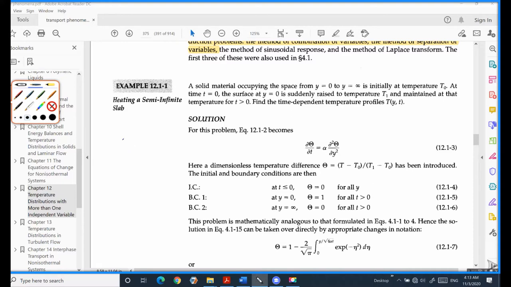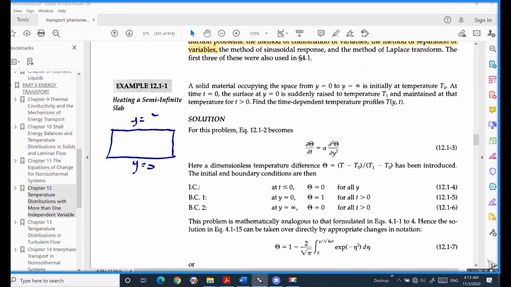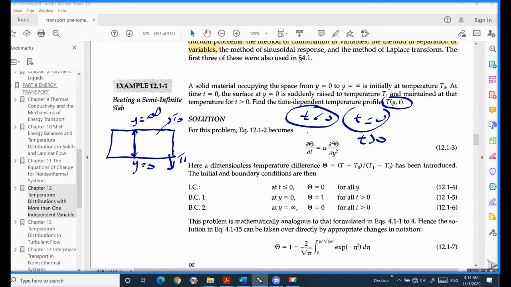Okay, let's describe this slab in a 2D presentation. This is y equal to 0 and this is y equal to infinity, and the space goes from y equal to 0 to y equal to infinity. Initially, when the time is less than 0, the initial temperature of the solid was T0. But when the time is equal to 0, suddenly the temperature of the solid increases to T1 by some energy source. When the time t is greater than 0, this temperature T1 is maintained inside the solid. So find the time-dependent temperature profile for the solid.